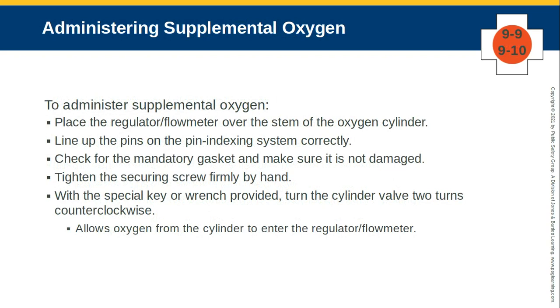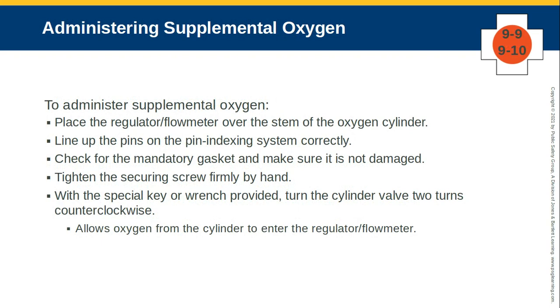The steps are to, first of all, go ahead and crack the cylinder at the top of the oxygen. By cracking that valve a little bit, it'll blow any dust that may have accumulated there. Then you can secure the regulator in place by lining up the two pins on the indexing system. The regulator will only go on one way. As you do that, make sure the gasket is in place. Tighten the regulator securing screw onto the top of the valve, and then you're ready to open the oxygen cylinder.